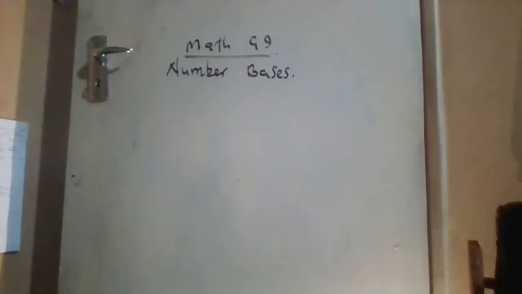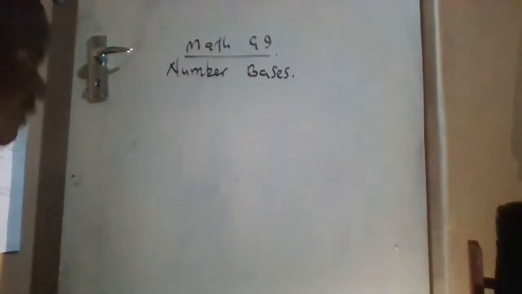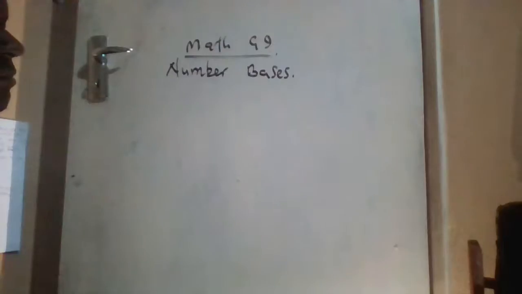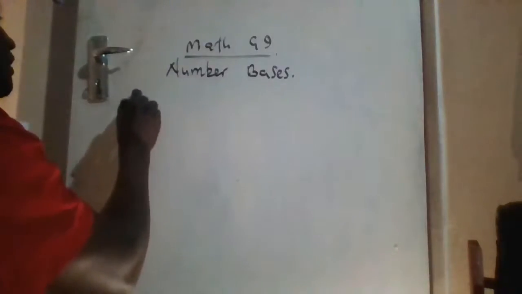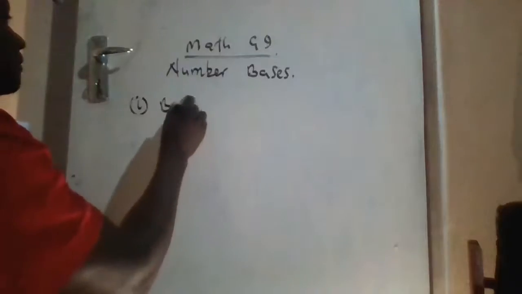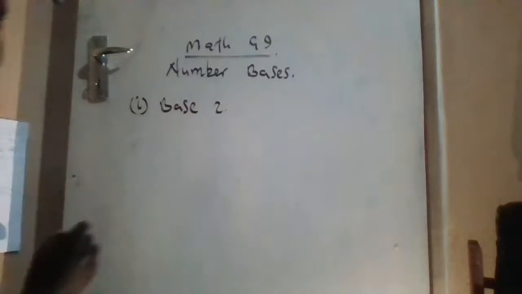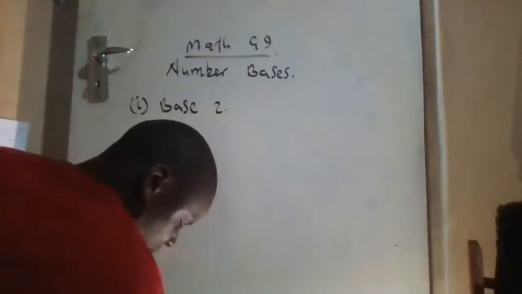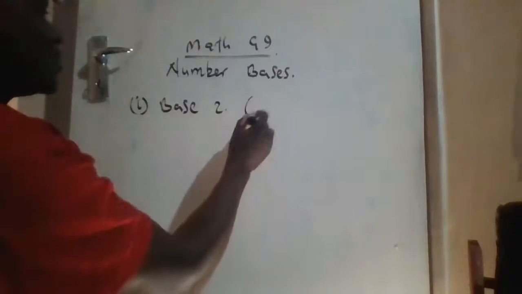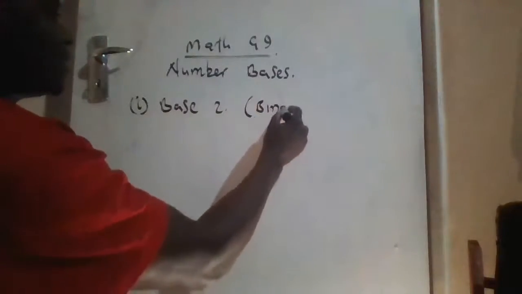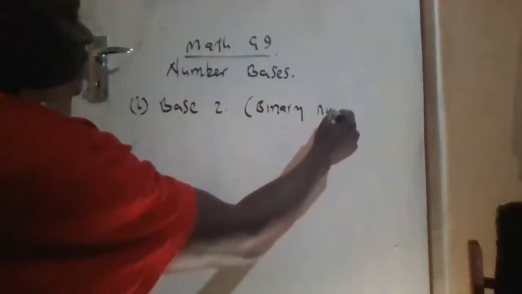outlined. Okay, so I'll go directly to the number types, or the types of bases, that are mostly talked about in a grade 9 mathematics syllabus. So one, there is base two, which are called binary numbers. Binary numbers.